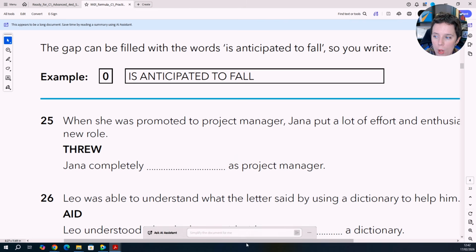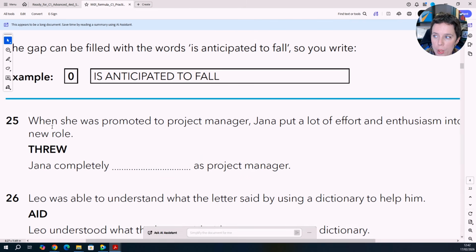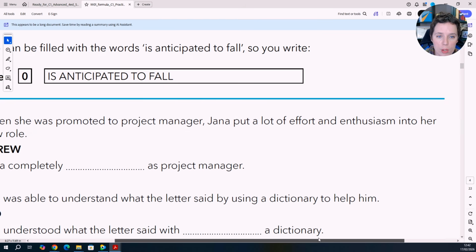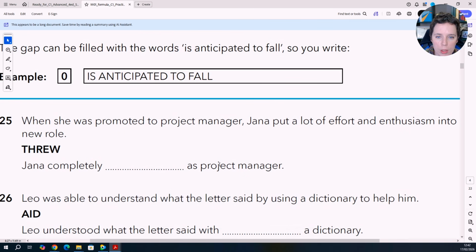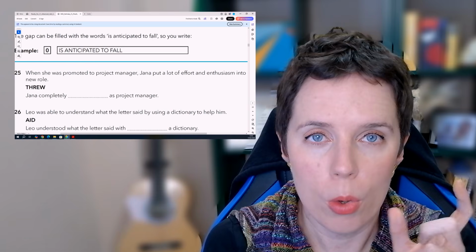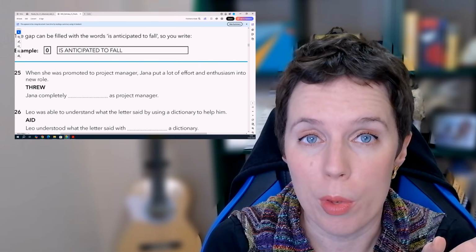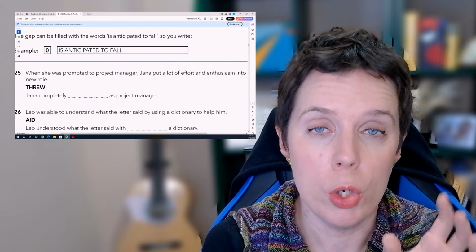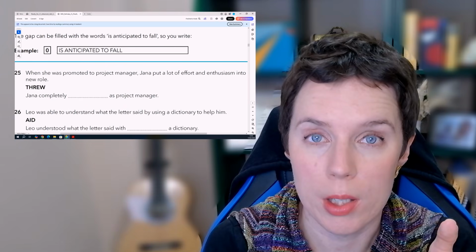Now we're going to take a look at number 1, and I'm going to show you this strategy that I've used. So we have, when she was promoted to project manager, Jana put a lot of effort and enthusiasm into her new role. You have the word through, and then Jana completely as a project manager. Now, at this point, what I would do is go in and highlight all of the similar words, and then basically ignore them, because that's going to show you the words that you have to concentrate on, the words that you need to change, basically.